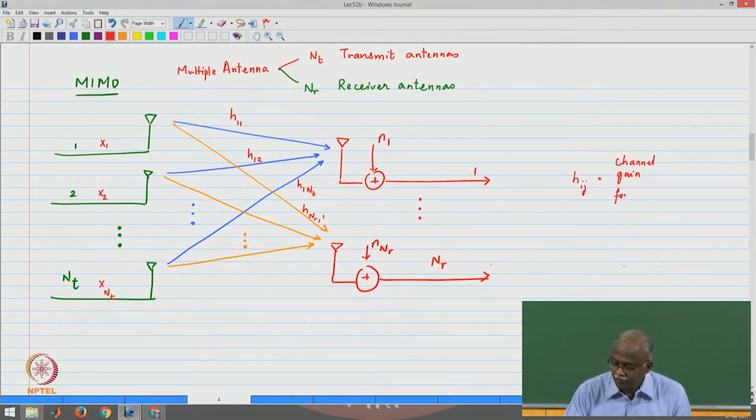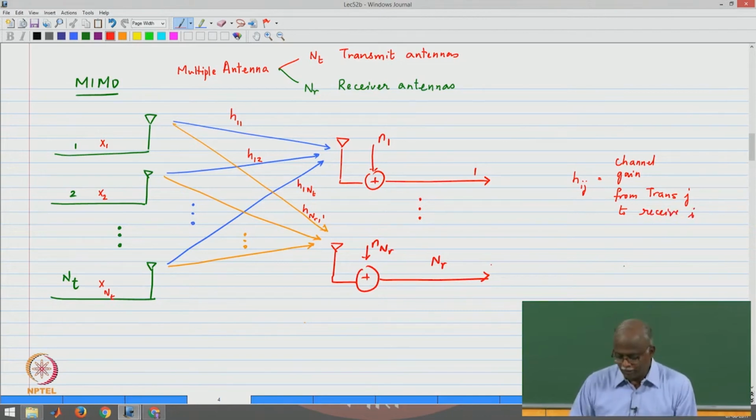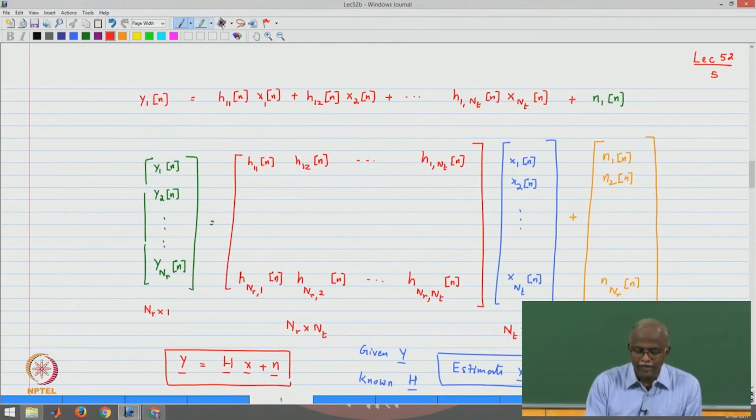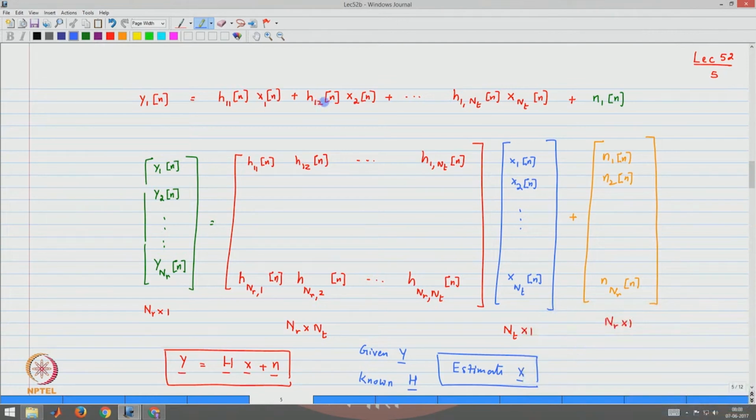Channel gain from transmitter j to receiver i, transmitter j to the receive antenna i. Okay. So, that is the notation that we are following. We are now trying to write down all the components of the signal that is received by antenna 1. So, H12 would be from the second transmit antenna to the first receive antenna. Likewise, all the different NT antennas and their corresponding symbols that they have transmitted.